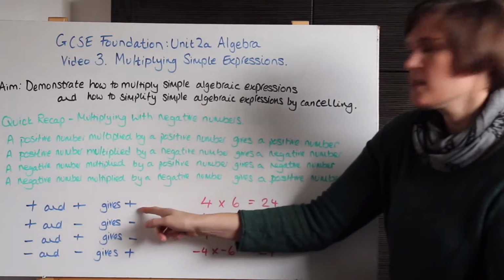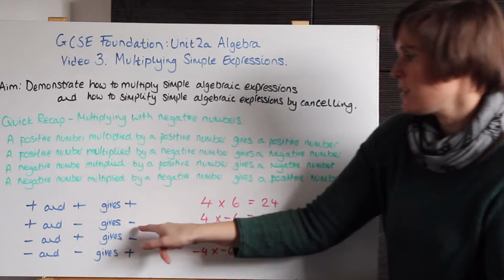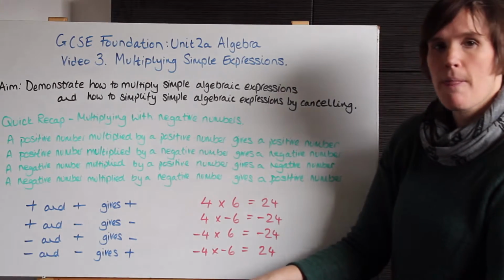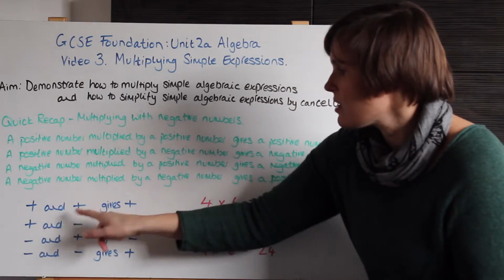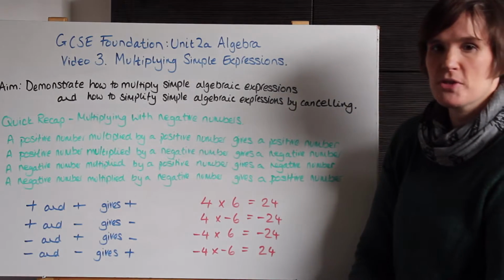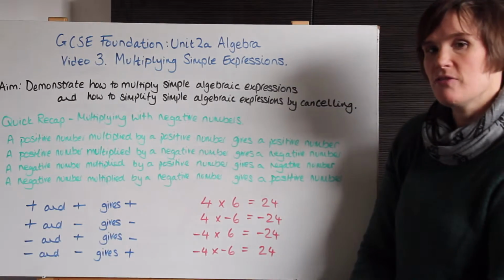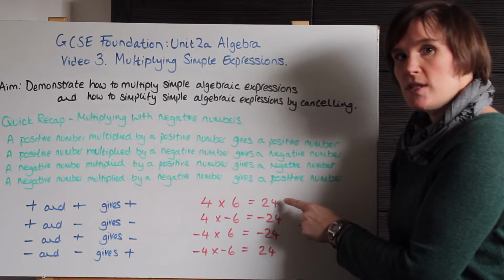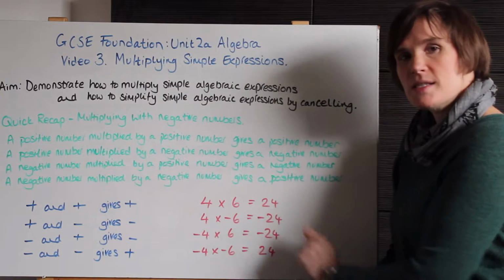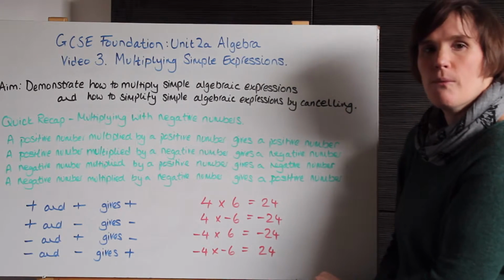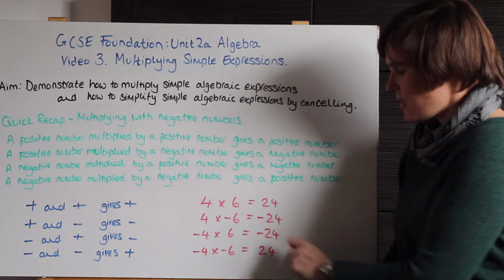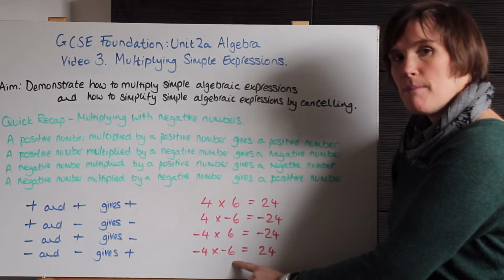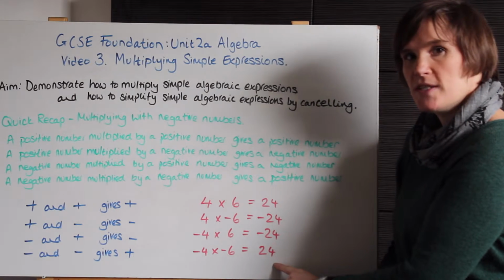So plus and plus gives plus, plus and minus gives minus, minus and plus gives minus, minus and minus gives plus. You can remember this: if the signs are the same, you get positive. If the signs are different, you get negative. So here we have 4 times 6 gives us 24. 4 times minus 6 gives us minus 24. Minus 4 times 6 gives us minus 24, and minus 4 times minus 6 gives us 24.